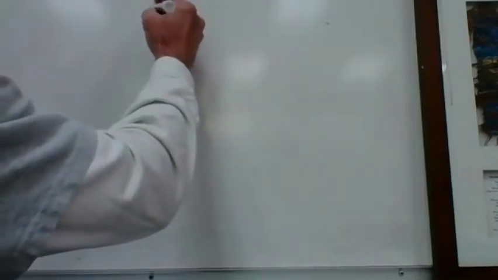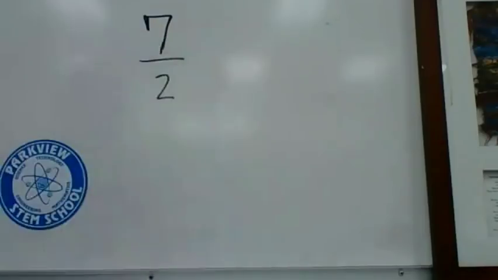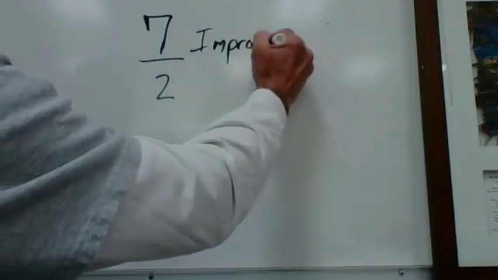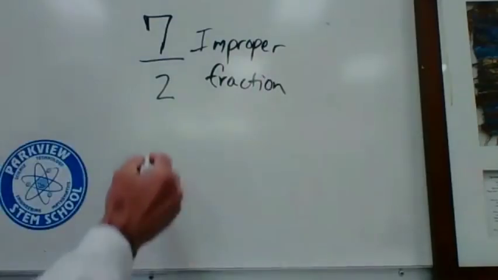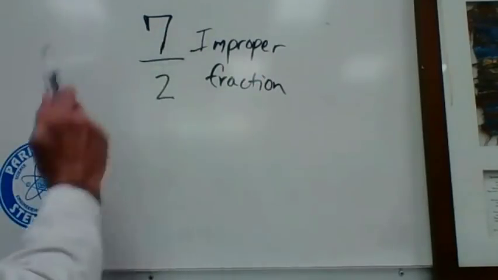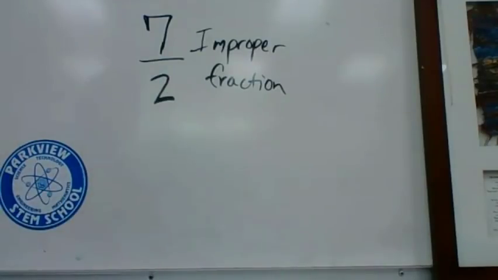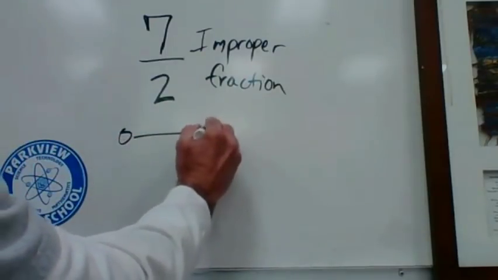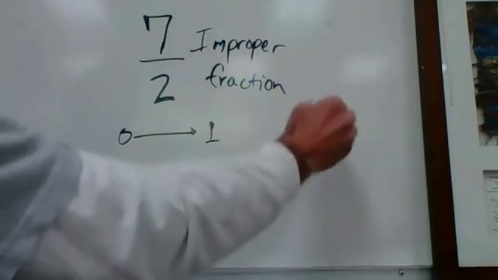Today we are talking about some improper things. This is called an improper fraction. It's improper because the numerator is larger than the denominator. And what that tells us then is, normally we think about a fraction as something between 0 and 1. Okay? But this fraction, 7/2, is larger than 1.